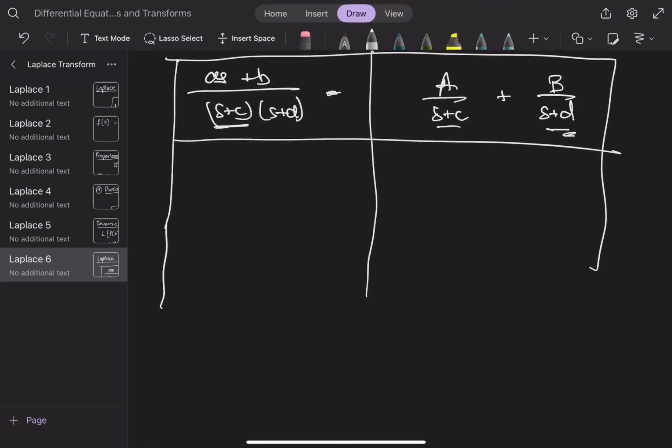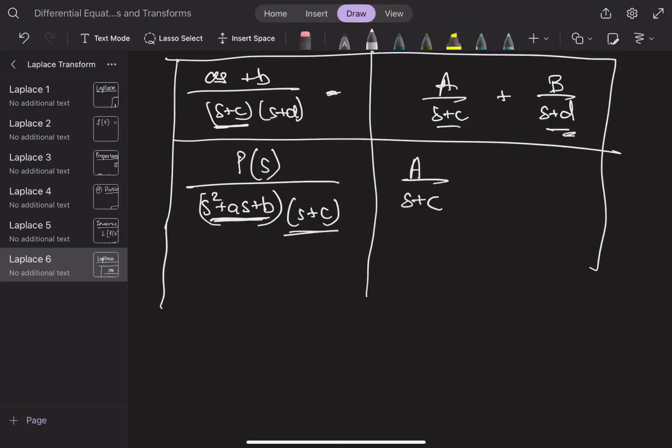But what if you have something like this? P(s) is basically a polynomial of s. What if you have something like s square plus as plus b into s plus c? Now, what if this cannot be broken into two factors? So here you will write a upon s plus c. For this one, you can directly break it. Plus for the next one, you'll write bs plus c divided by s square plus as plus b.